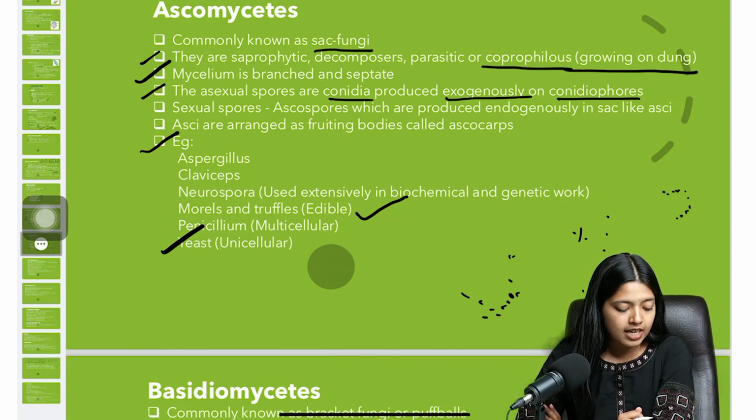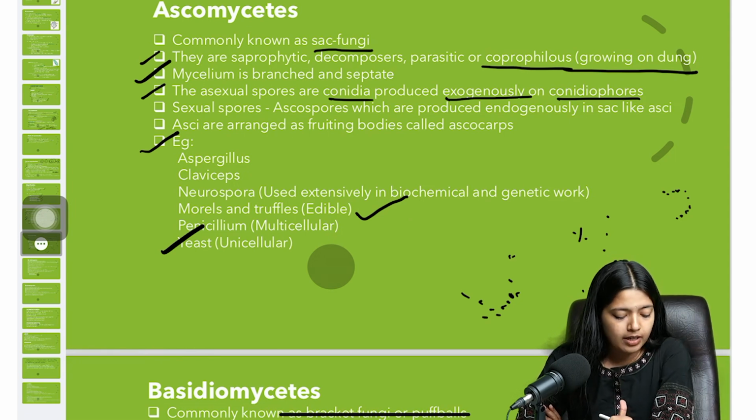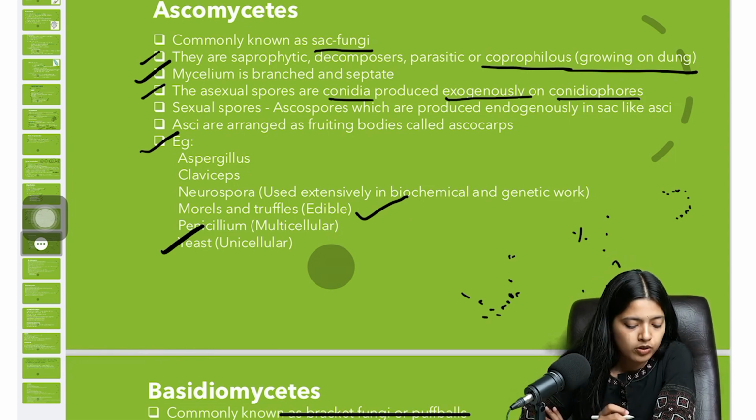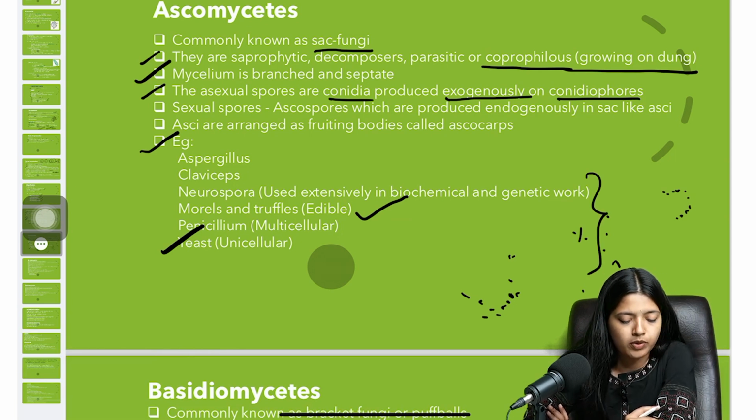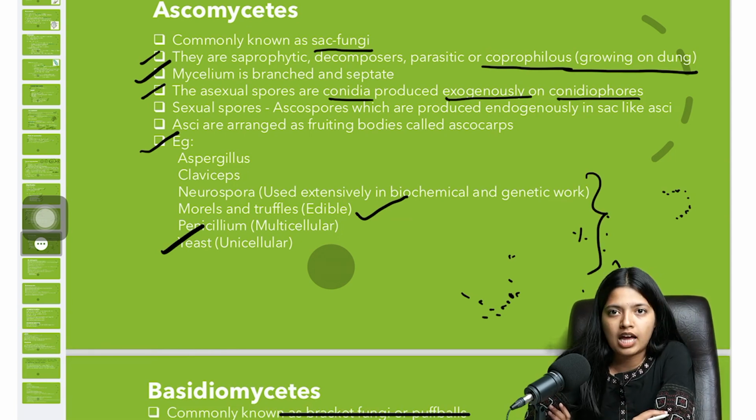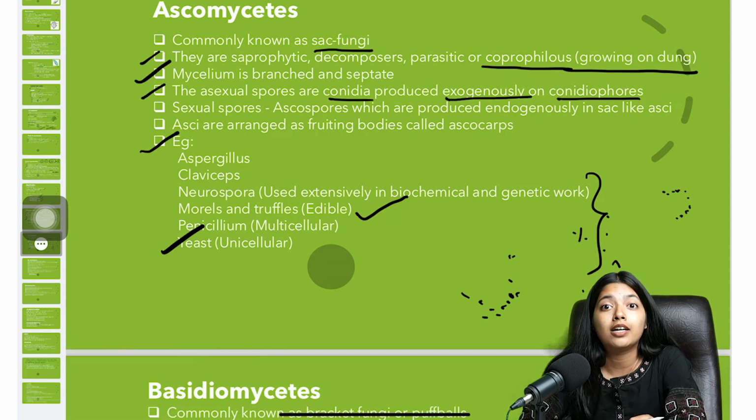Once again, examples: Aspergillus, Claviceps, Neurospora, Morels and Truffles, and Penicillium and yeast. So the economically important ones are important. You know yeast, I have already discussed yeast. We use it in making bread and beer. I hope you remember. So that's all about ascomycetes.